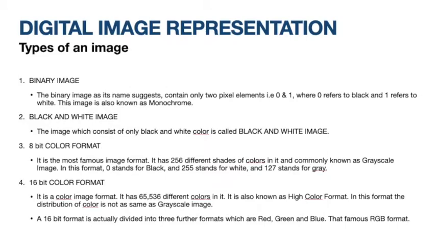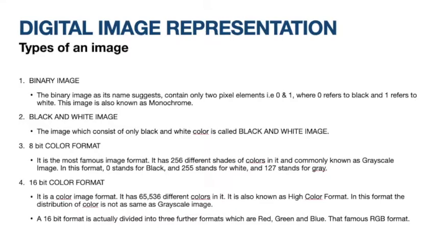Okay, then the second type of image is the black and white image. Black and white image means it consists of only black and white colors. Okay, and the third type is the 8-bit color format, which is a very commonly known format, that is the grayscale image. In this grayscale image, 256 different shades of colors are possible. 0 stands for black, 255 stands for white, and 127 stands for gray. Okay, so that is the 8-bit color format.